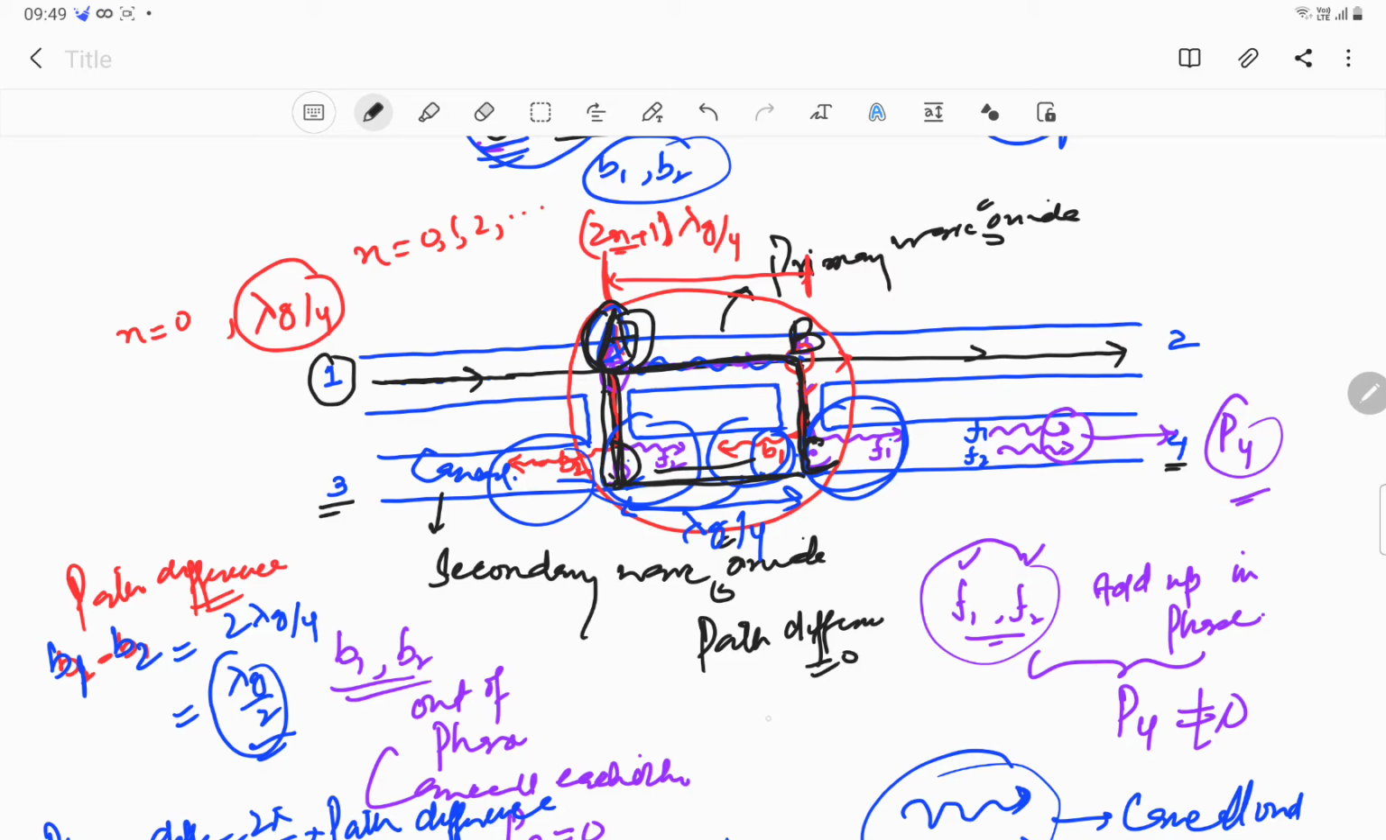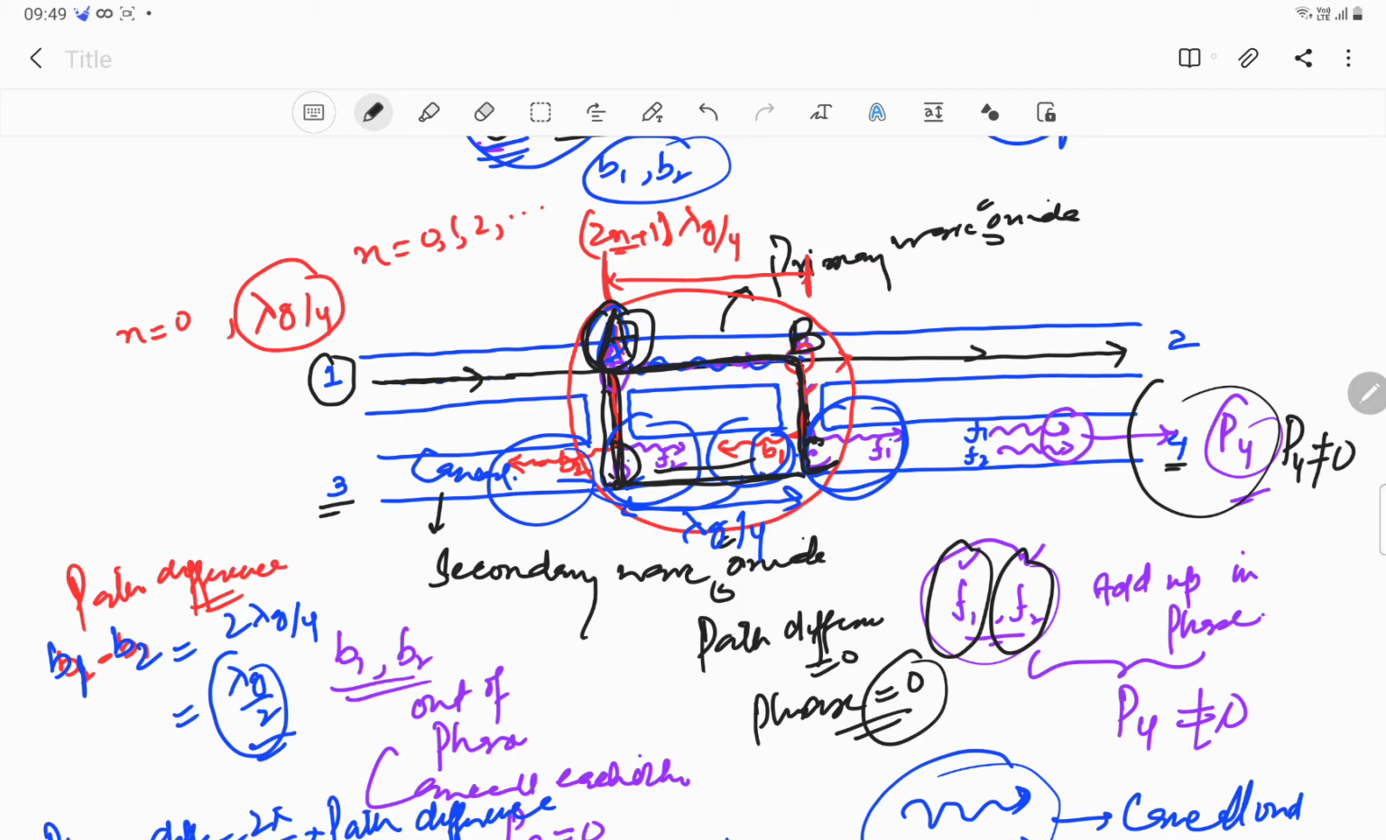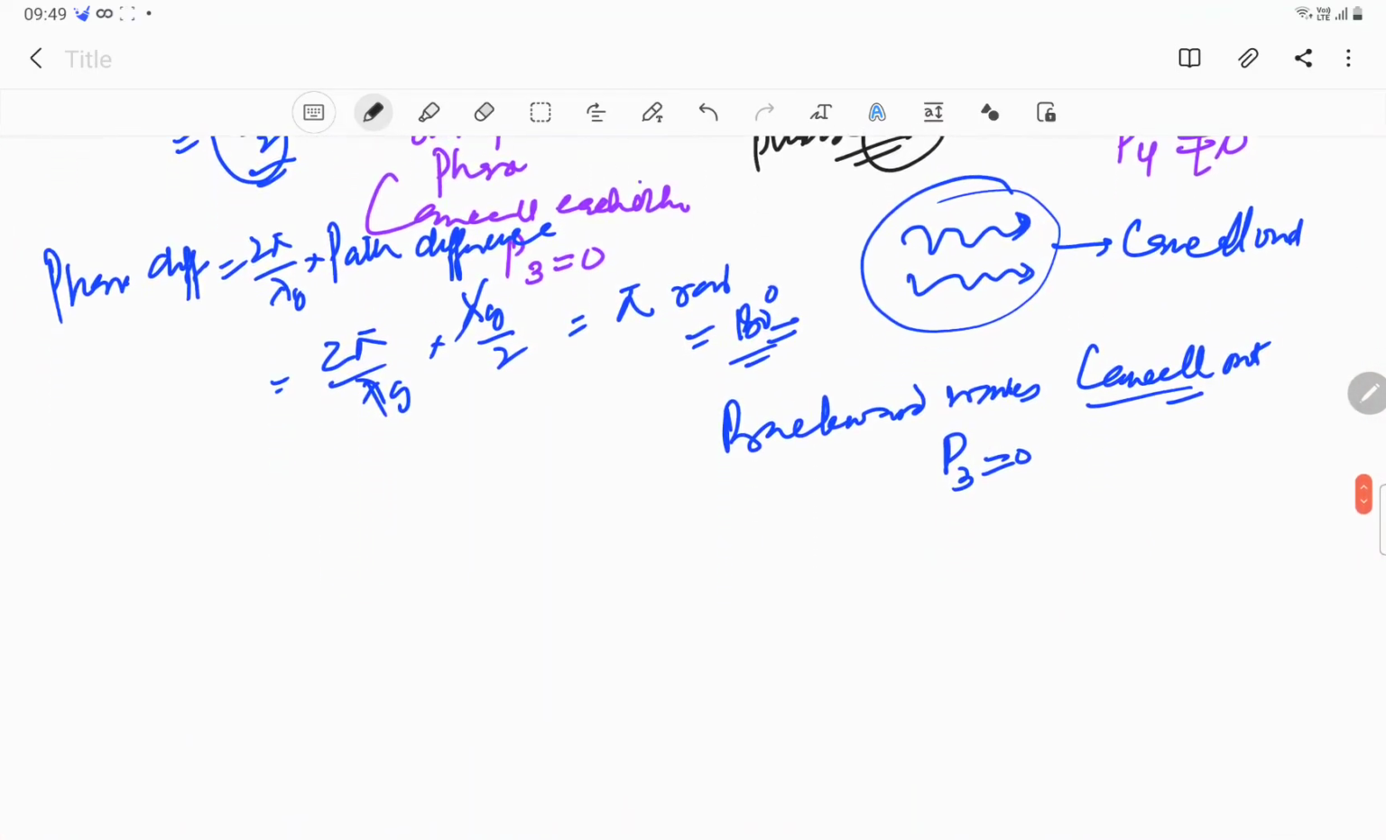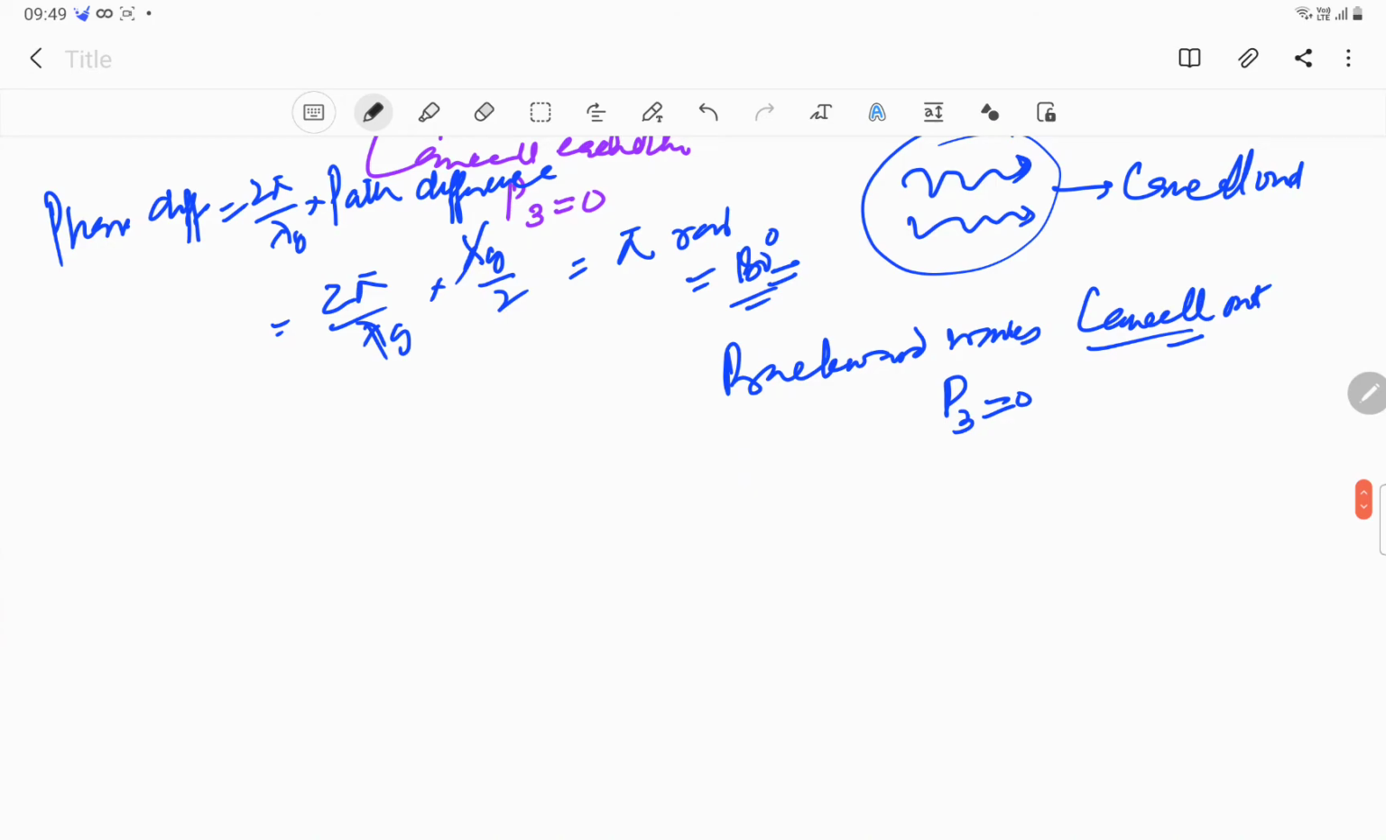So that would mean the phase difference is also 0. When the phase difference between these two forward waves F1 and F2 is 0, they simply add up. So we receive some power at port number 4. Power received at port 4 is non-zero. So now let's try to find the S matrix of a directional coupler.